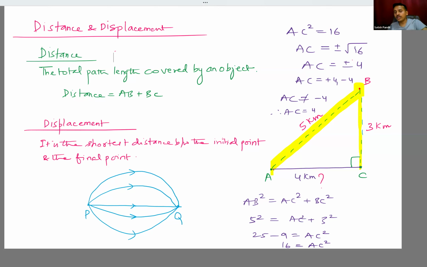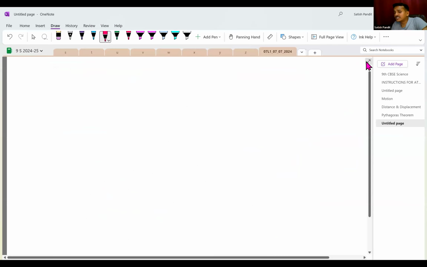Okay, so here we have got the displacement to be 4 kilometers. And what is the distance traveled here? 5 plus 3, that is 8 kilometers. Let's take another situation and understand distance and displacement.